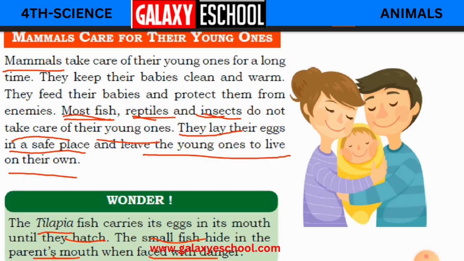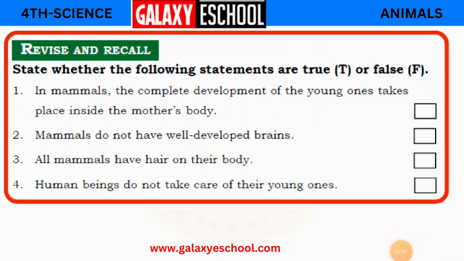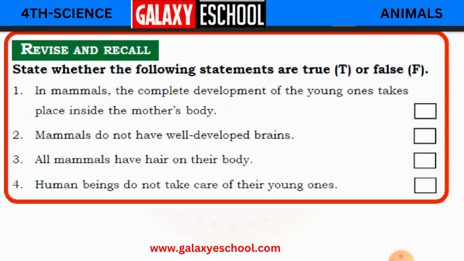So this is how the mammals, birds, reptiles and insects produce their young ones. Clear? So okay children, before concluding today's topic, we'll just revise and recall what we have learned. State whether the following statements are true or false. In mammals, the complete development of the young ones takes place inside the mother's body. Is it true, children? Yes.